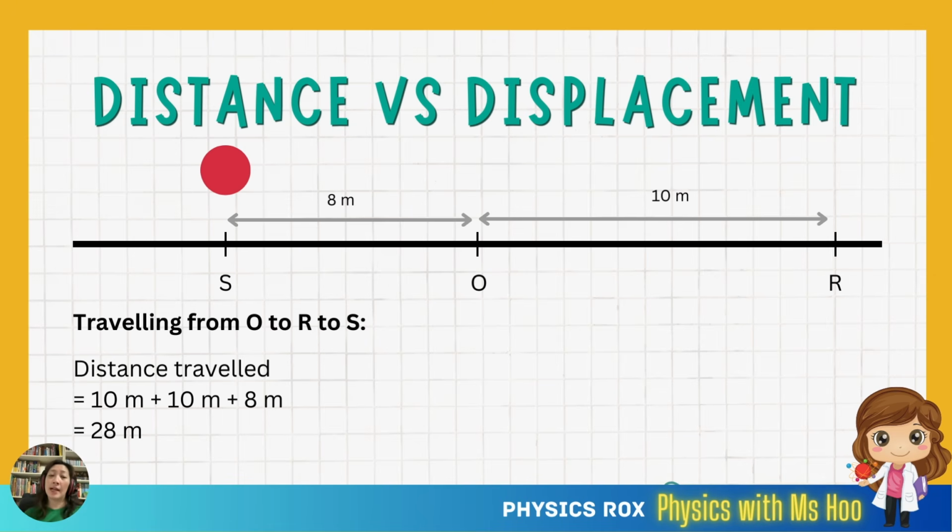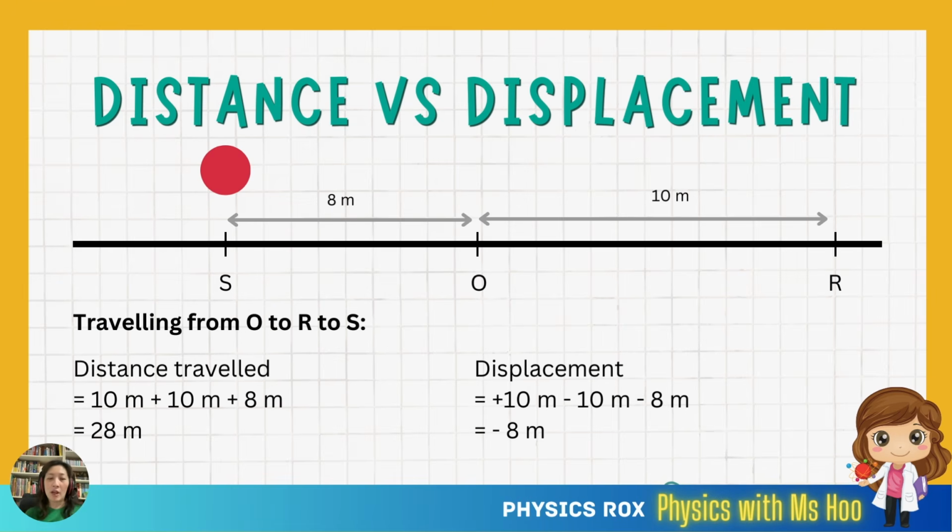However, when we want to calculate displacement, let's start from O again. Now, displacement has both magnitude and direction. So in this case, we're going to express direction by using positive and negative. When the red ball is moving to R, it's moving to the right, so we take that value as positive 10 meters. Now when the ball moves to S, it's moving to the left, so we're going to take that displacement as negative, and that's why we have minus 10 and then minus 8. So this is how you calculate displacement.